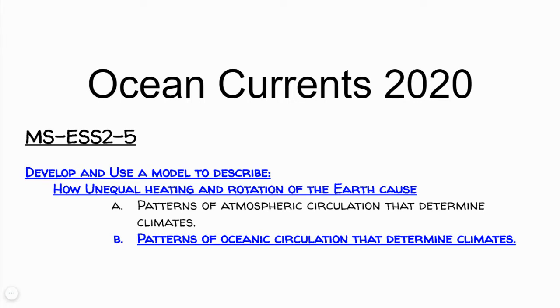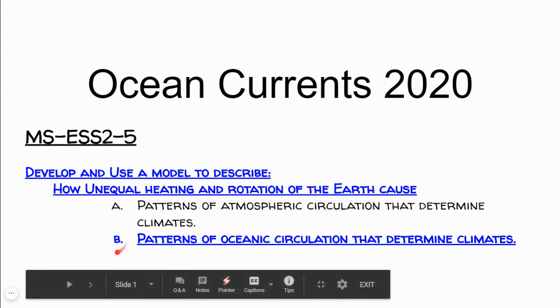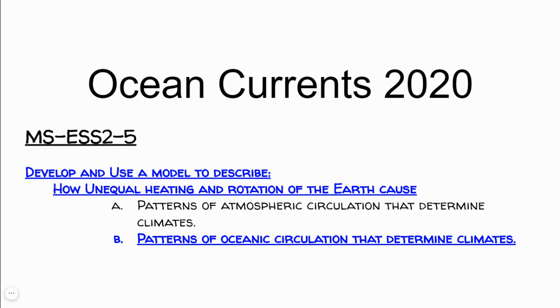Well, they want us to develop and use a model to describe the unequal heating and rotation of the Earth, which causes, we're going to focus on B here, which is patterns of oceanic circulation that determine climate. This whole week we've been talking about climate. In the last couple of weeks, we've covered a few things that have been determinations in climate. Mostly precipitation is the thing that we talk about when we talk about climate, as well as temperature. But there's also other factors that we've talked about last week that cater into our idea of climate.